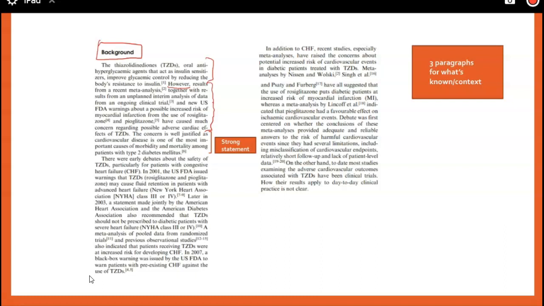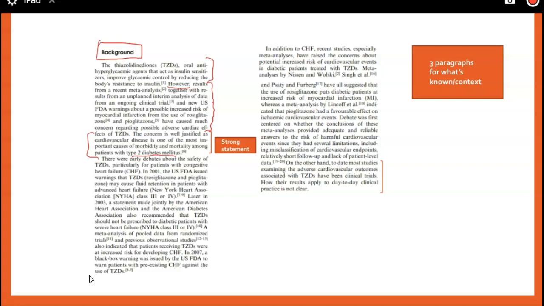This concern is well justified as cardiovascular disease is one of the most important causes of morbidity and mortality among patients with type 2 diabetes mellitus. So this is the focus of this particular study, patients with type 2 diabetes mellitus. So the writers start off with the general description of TZDs, what is good and what is bad about them, but then finish strongly with a strong statement saying, hey, this is particularly an issue for this population, which of course we're investigating.